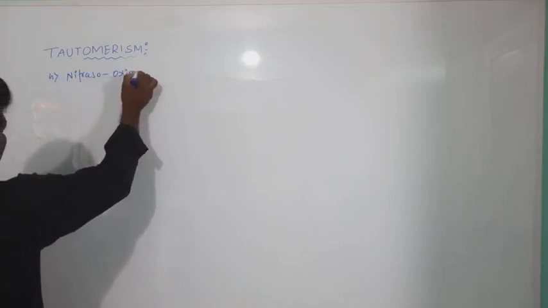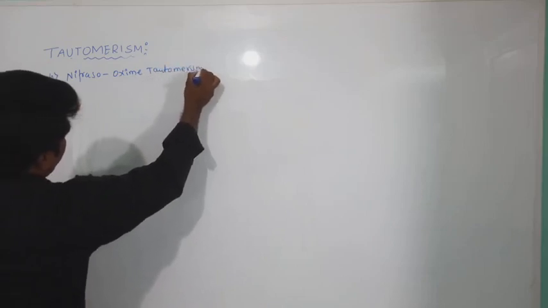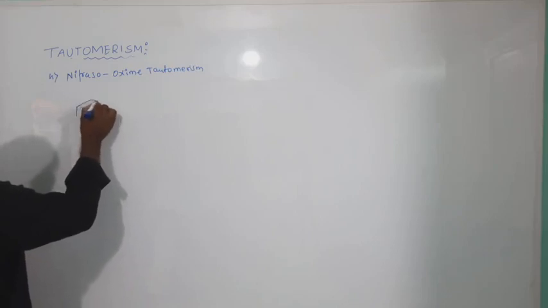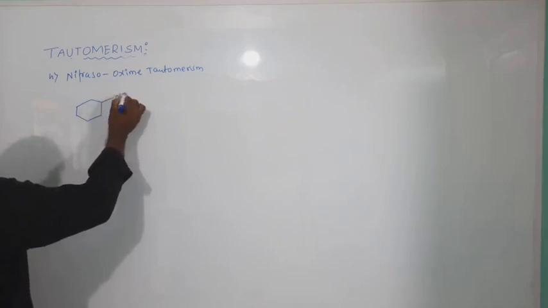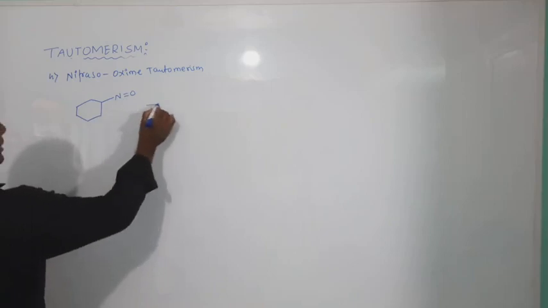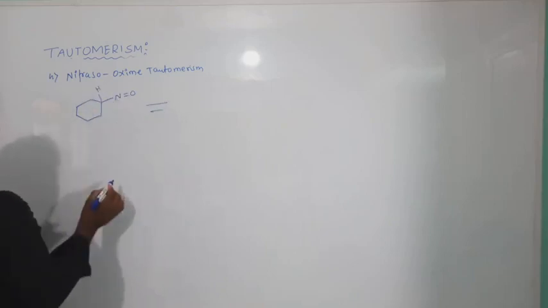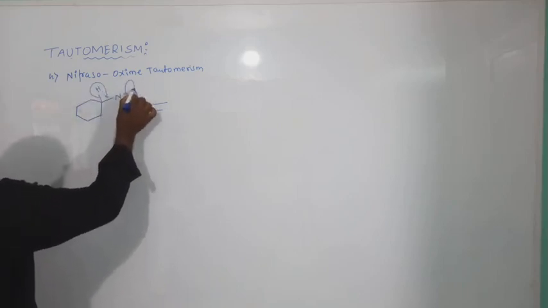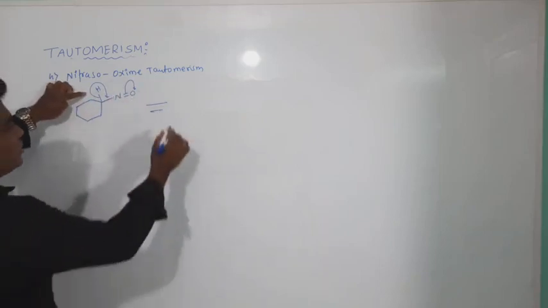Next is nitroso-oxime tautomerism. So nitroso means, for example, see here I am giving on this one. This is what? Nitroso group here. This is what? Electron withdrawing group. And here we have this is what? Alpha hydrogen atom. This alpha hydrogen atom is involved in the delocalization. This pi electron transfers to oxygen, oxygen gets the negative charge.